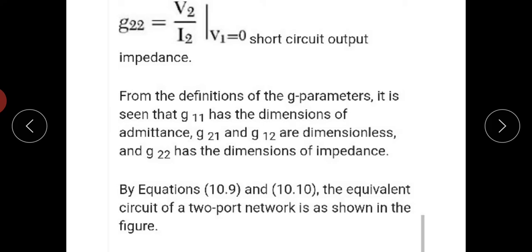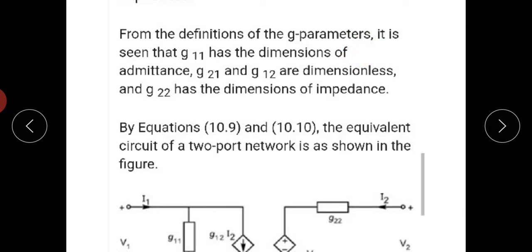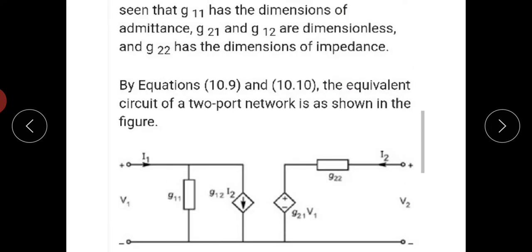From the definitions of G parameters, it is seen that G11 has the dimensions of admittance, G21 and G12 are gains, which are dimensionless parameters, and G22 has dimensions of impedance. So G11 units are mhos, G21 and G12 have no units, and G22 has units of ohms. So this is the equivalent circuit in terms of G parameters.